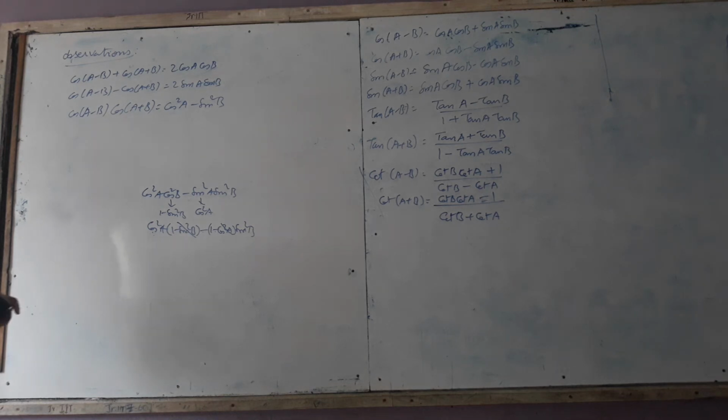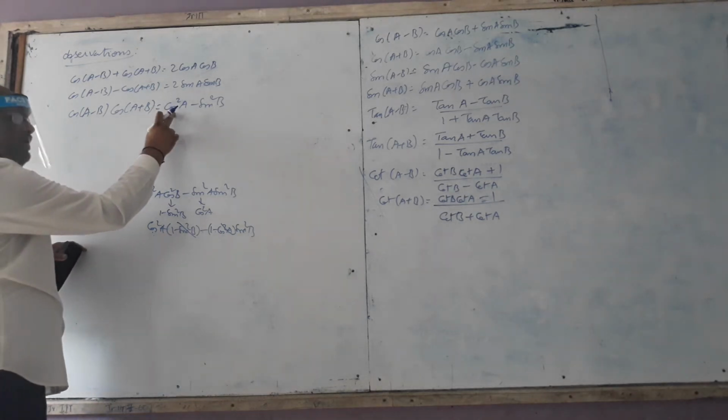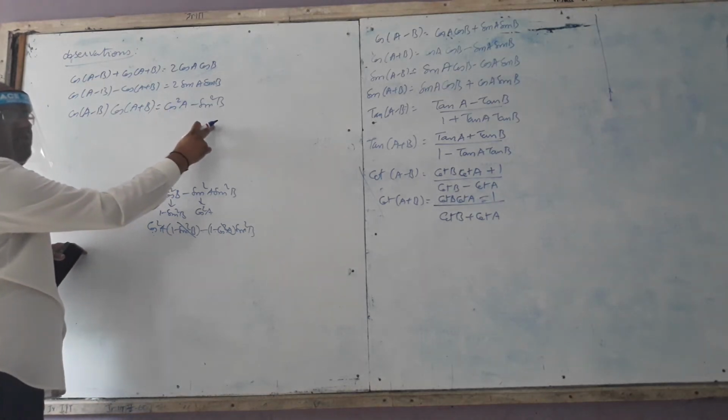We can also write in terms of cos square B and sin square A. So put 1 minus sin square A, 1 minus cos square B. What do you get, sir?